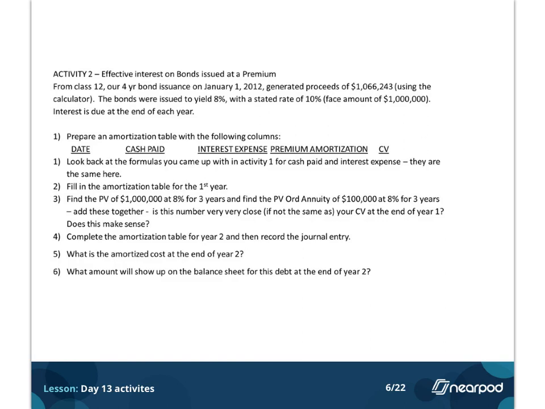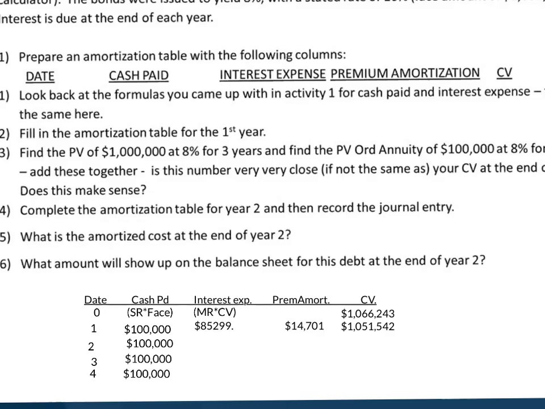All right, activity 2 is asking you to do the same thing, except this time it's bonds at a premium. So you needed to do the amortization table. The only difference is the premium. Look back at the formulas you came up with before for how to get cash paid and interest expense. It's exactly the same. I ask you to do the amortization table for year 1. So let's look at that real quick.